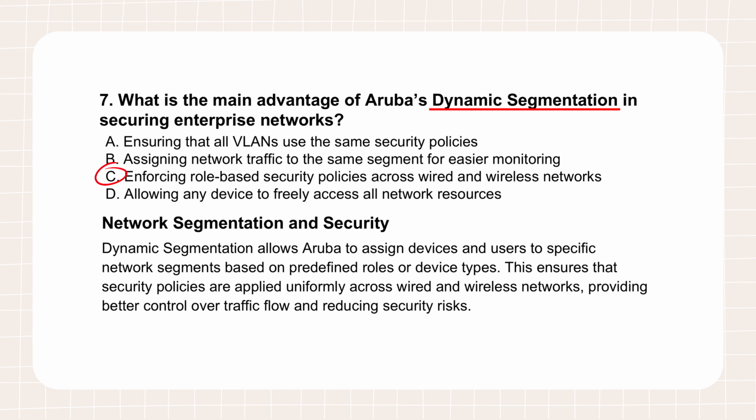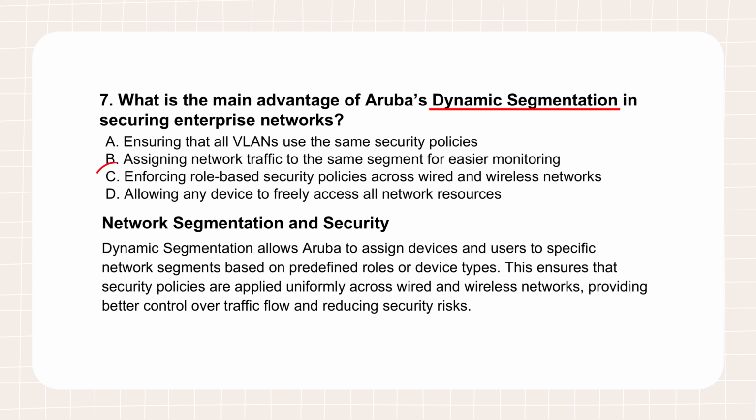Dynamic segmentation takes those RBAC principles and applies them to the actual network infrastructure. It automatically assigns users and devices to specific network segments. Like little isolated sections of the network? Yeah, like separate lanes on a highway. And it does this based on their security policies, which are set beforehand.